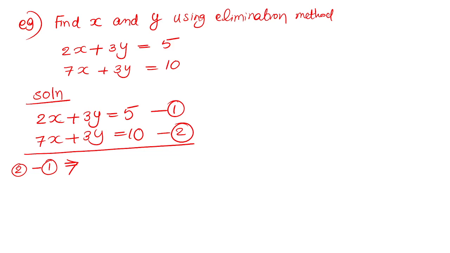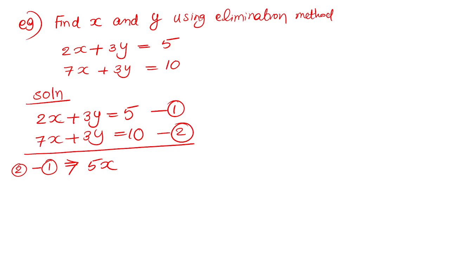2 minus 1 is much better because equation 2 is larger than the first. Understood? This is 10, this is 5. Equation 2 is larger than the first, so let it be 2 minus 1. Equation 2 minus 1 gives 7x minus 2x. Just subtract like this. 7x minus 2x will be 5x. 3y minus 3y cancels.